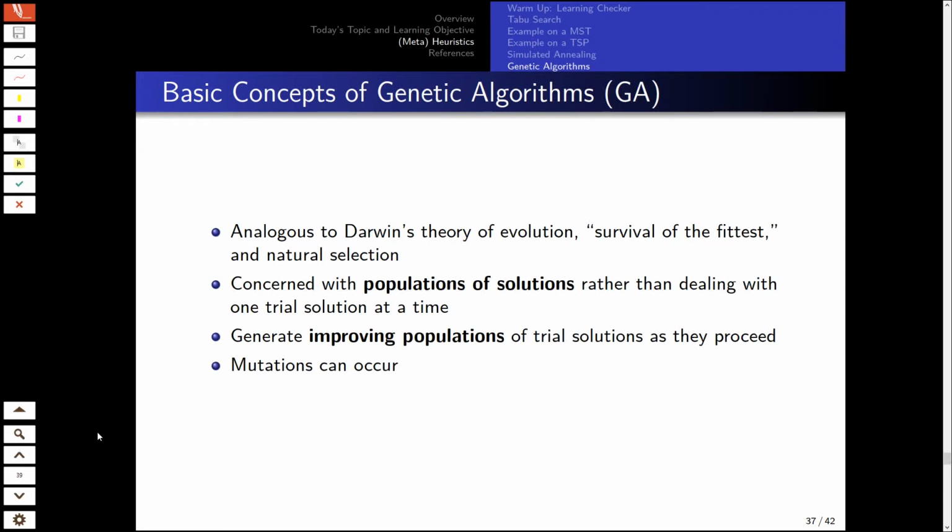The third meta-heuristic that I want to get you familiar with is the genetic algorithm. It uses the analogy of Darwin's theory of evolution with the survival of the fittest and natural selection. So now we are looking at populations of solutions rather than just dealing with one trial solution at a time, that we have done for the taboo search or also for the simulated annealing approach.